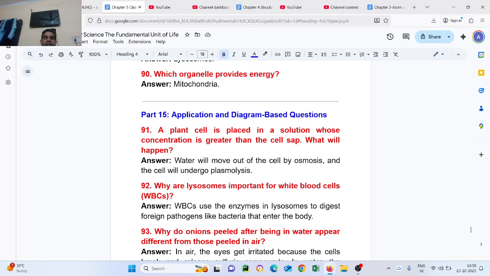Question number 92. What are lysosomes? Why are lysosomes important for white blood cells, WBC? Answer: WBCs use the enzymes in lysosomes to digest foreign pathogens like bacteria that enter the body.